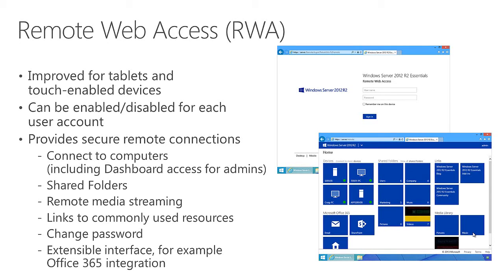Like the Launchpad, the remote web access interface is extensible by third parties. We extend it if you integrate with the Office 365 subscription. So if you choose to do that, you'll see that in the remote web access portal as well. So basically what we have is a predefined, very nice, very easy to use web page that users can log into when they're out of the office and interact with their server.